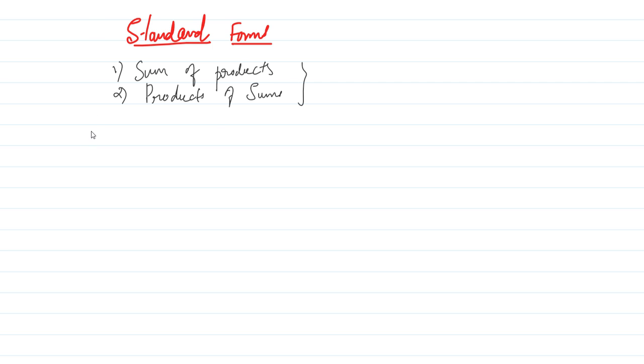Then what is the sum of products here? The sum of products is a Boolean expression containing AND terms. If you want, while I am telling, you can note it down: sum of products is a Boolean expression containing AND terms. What can we call these AND terms? Those are nothing but products, right?